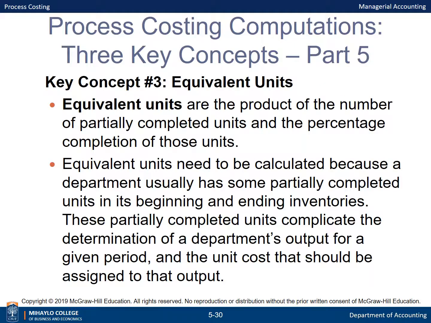Equivalent units is defined as the product of the number of partially completed units and the percentage completion of those units. Equivalent units need to be calculated because a department usually has some partially completed units in its beginning and ending inventories. These partially completed units complicate the determination of a department's output for a given period and the unit cost that should be assigned to that output.